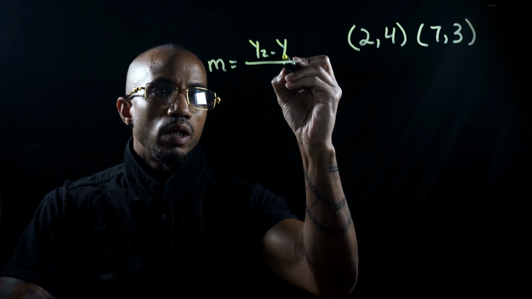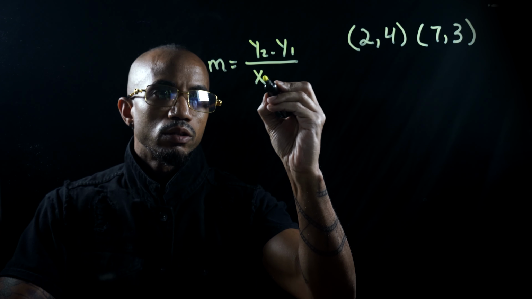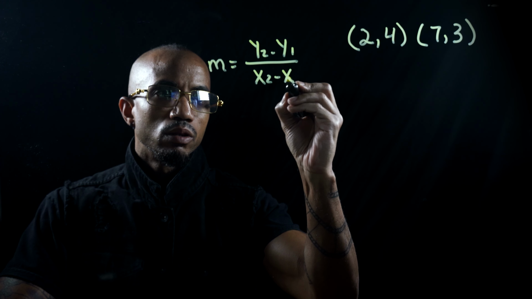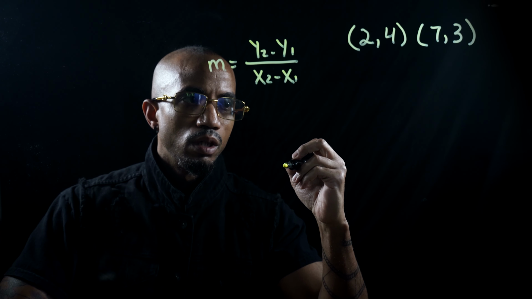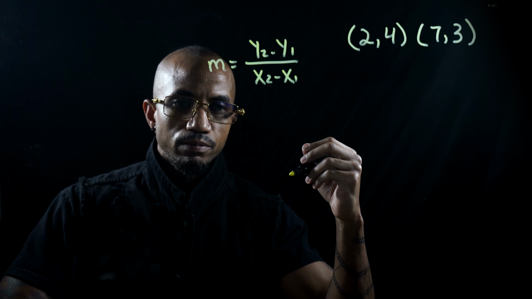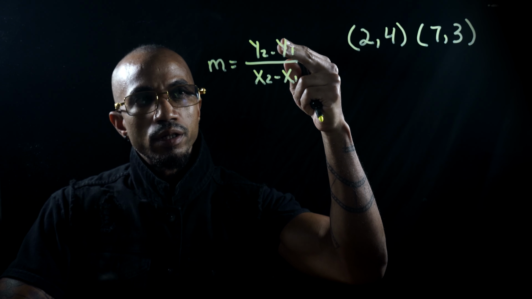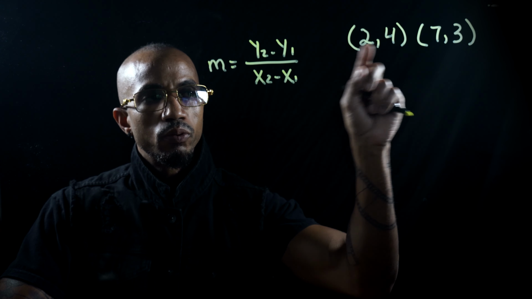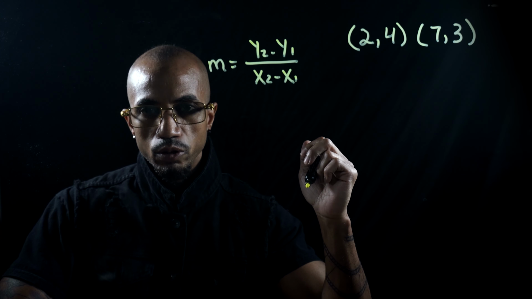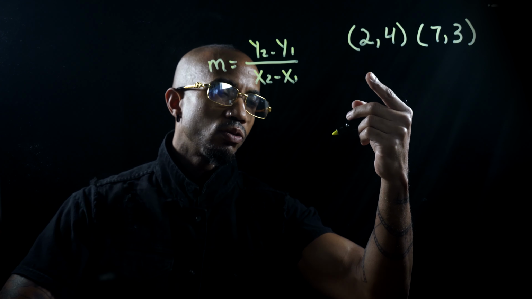Either way, the slope formula is as follows, okay? y2 minus y1 over x2 minus x1, okay? So here we have 2 points. And all we're saying is that the difference between the y over the x from one point to the next is how we can find the slope. That's all we're doing.